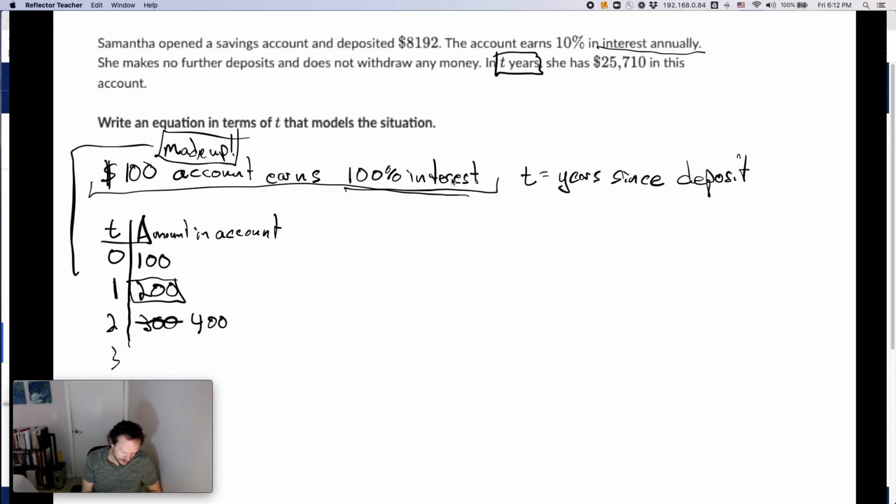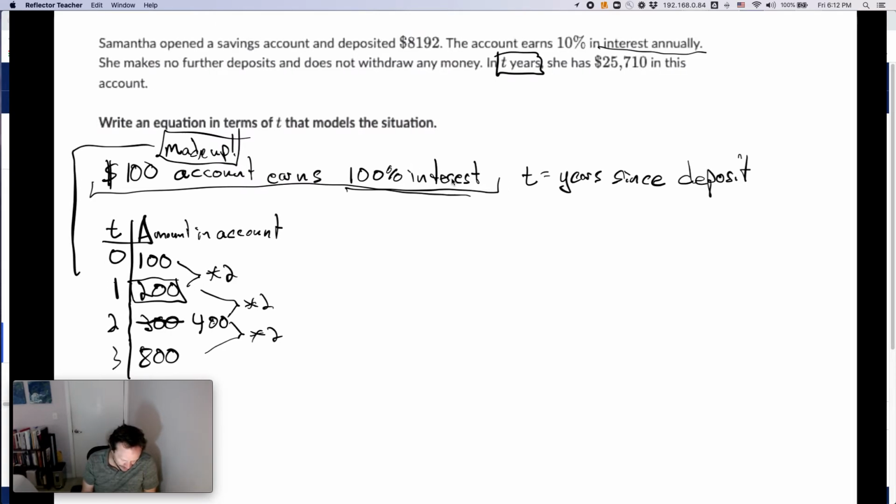And then after 3 years, same thing happens. 100% of 400 is 400, so you have 800. You look at this and you see the pattern: multiplying by 2. And you ask yourself, what kind of operation does repeated multiplication? Well, let's slow down a little bit. You might already have something in your head, but if you don't, let's slow down and see what we can do here.